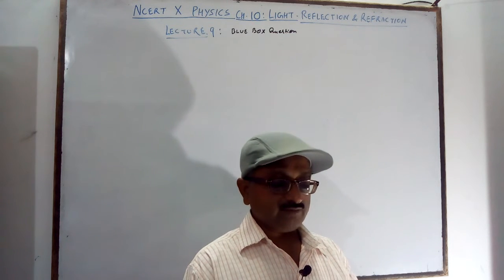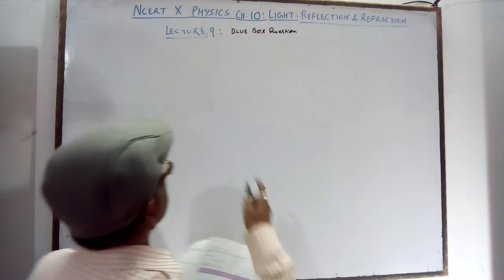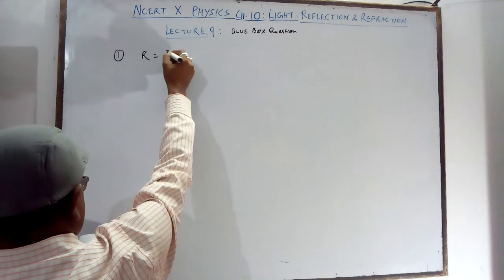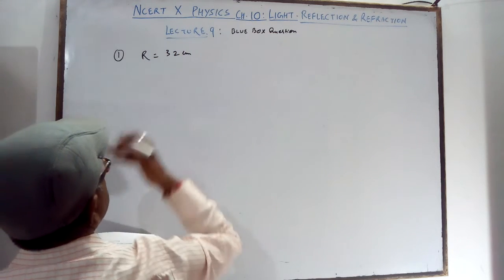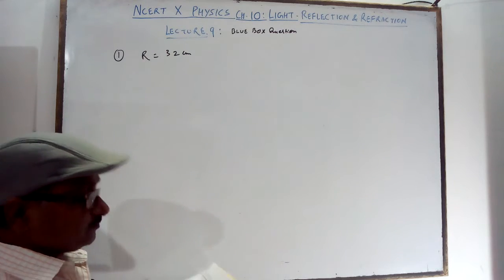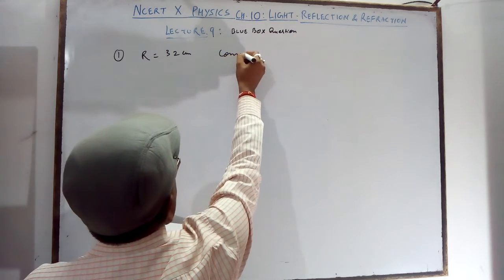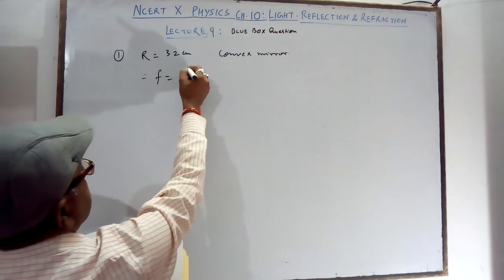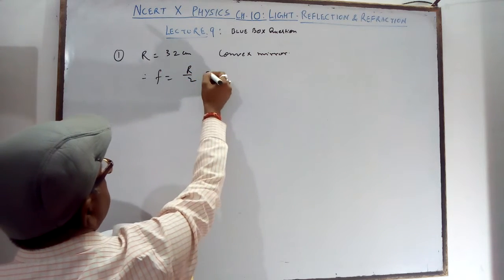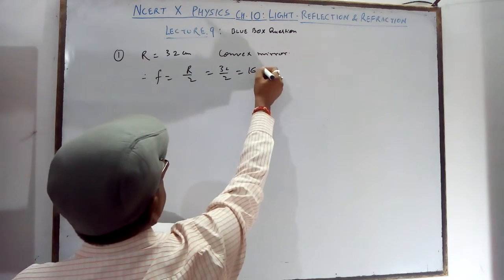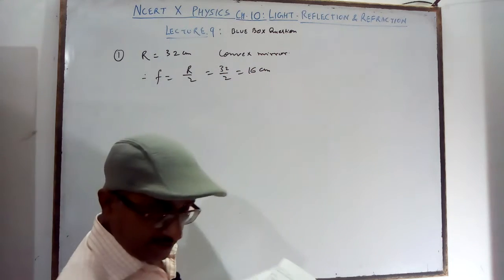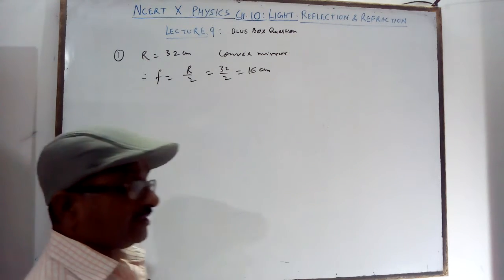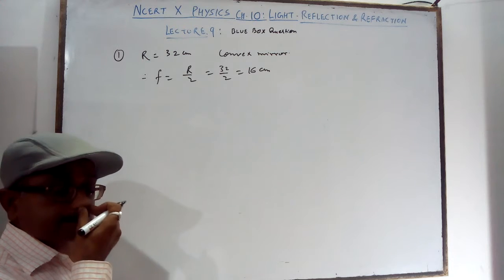Find the focal length of a convex mirror whose radius of curvature is 32 centimeter. Question number 1 is given. Radius of curvature is given, 32 centimeter. It is a convex mirror, and the radius of curvature is given. Therefore, focal length is half of the radius of curvature: 32 by 2, 16 centimeter. 16 centimeter is the focal length of the convex mirror. Convex mirror name is given, so no need to write down plus and minus.